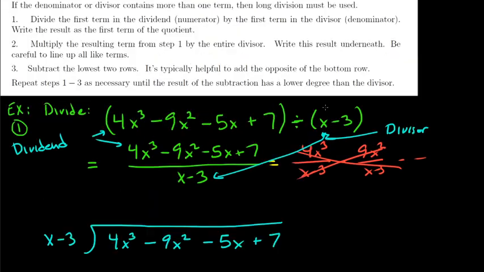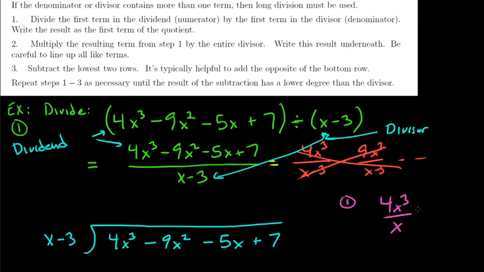Okay? All right, so step 1. Divide the first term of the dividend by the first term of the divisor. The first term of the dividend is 4x cubed. The first term of the divisor is just x. So step 1 just looks like this. 4x cubed divided by x.